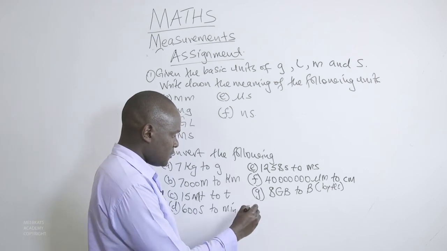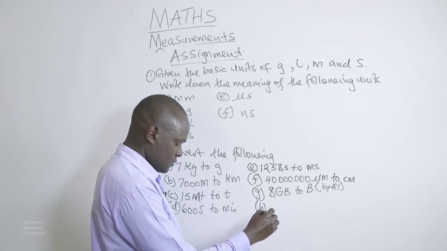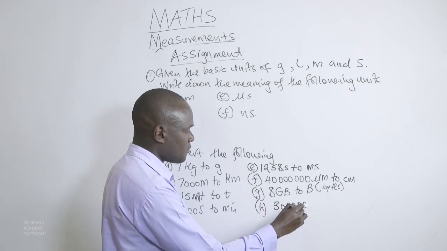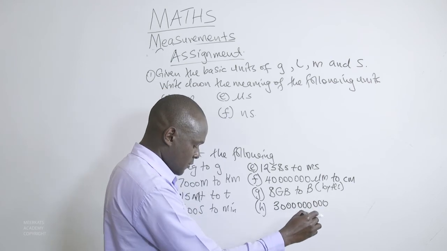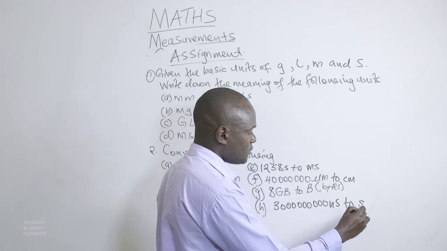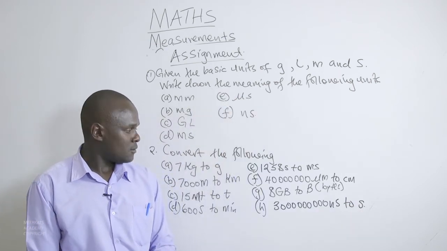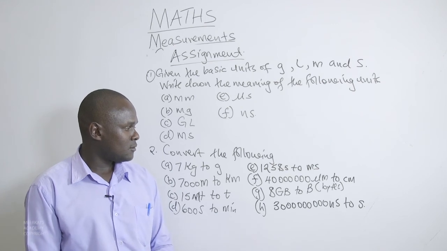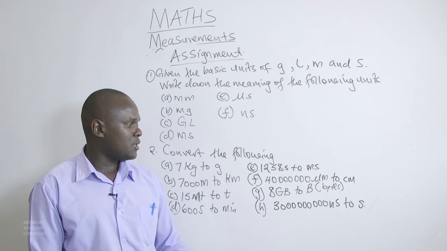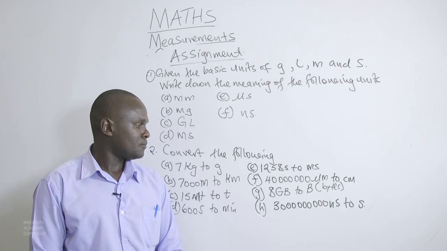And lastly, you can also convert 3 million nanoseconds to seconds. So having gone through the conversion, this is not 3 million, but it is 3 billion. Convert 3 billion nanoseconds to seconds.